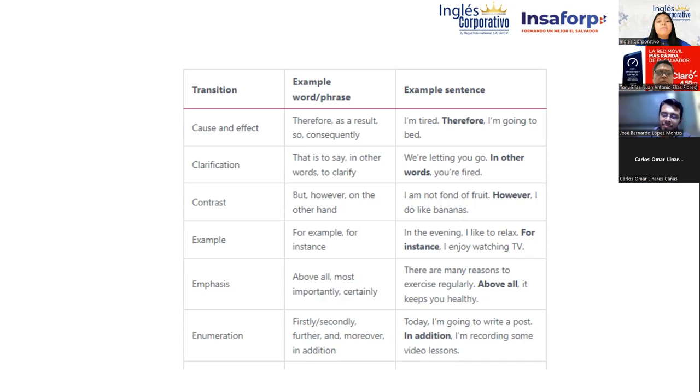Okay, then we also have the ones for you to add emphasis. Above all, most importantly, and certainly. Tony, help us reading the example, please. There are many reasons to exercise regularly. Above all, it keeps you healthy. Yes. What is the meaning of above all? Sobre todo. Correct. Sobre todo, right? Above all, it keeps you healthy. Sobre todo, te mantiene saludable.